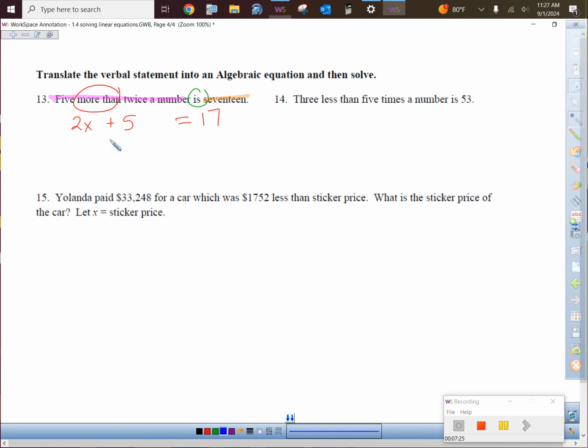Now let's solve. So we shall subtract 5 from both sides, and then that is a 12, and then we will divide both sides by 2. So x equals 6 on that.